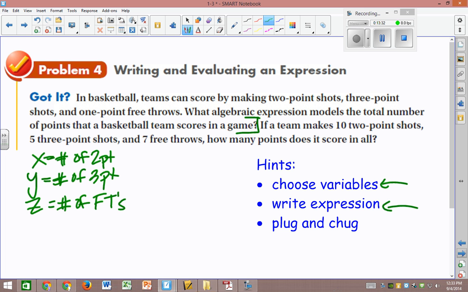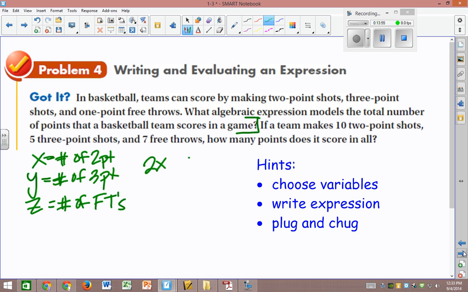The number of 2-point shots, if I wanted to know how many points that got me, I get 2 points per shot. So per means multiply. So 2x, 2 times x. Right, and you can check that in your head. If I shot 3 baskets and made them, that'd be 6 points. So 2 times 3 is 6. You can double check it by plugging in real numbers. That's a good idea.